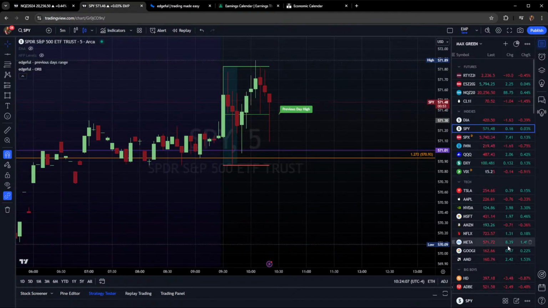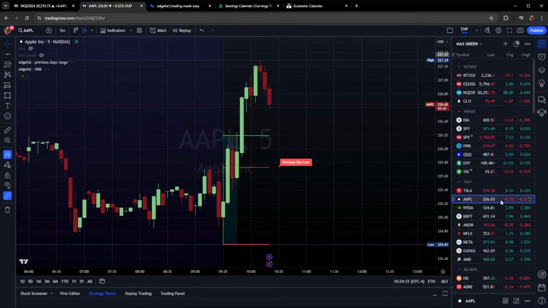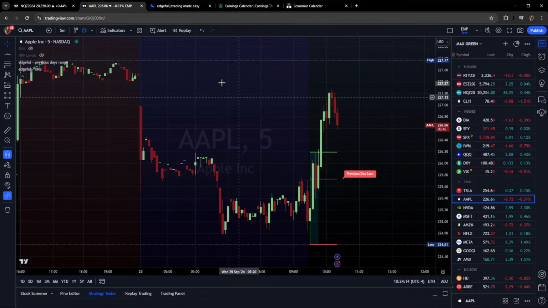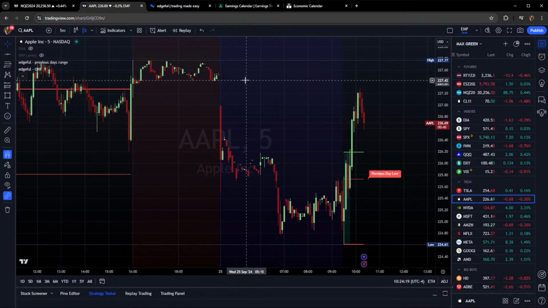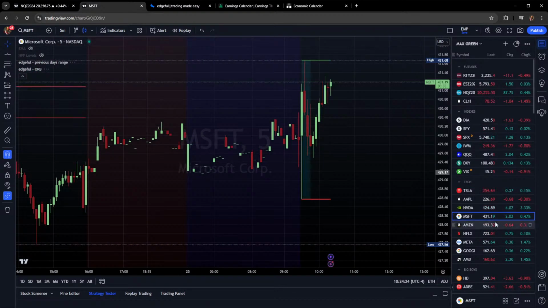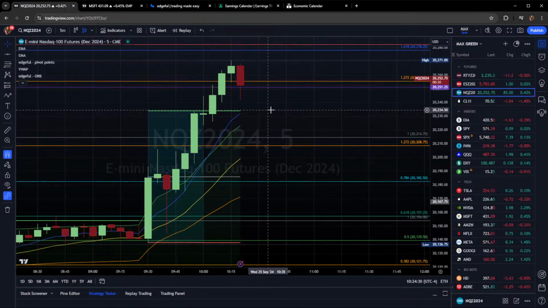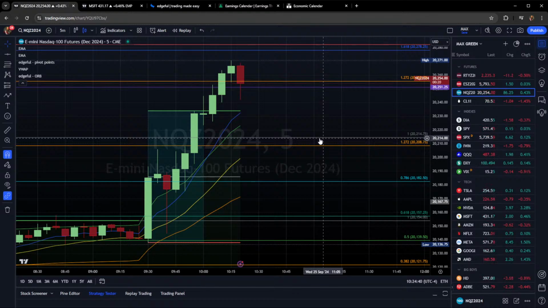What's going on with the Amazon? That's weird. It's recovering a little bit. Apple's red. Apple's probably still going to come up here though. Microsoft still pretty strong. If you're looking to get long, right here, here and here, a pretty big bottom wick on SPY right now.